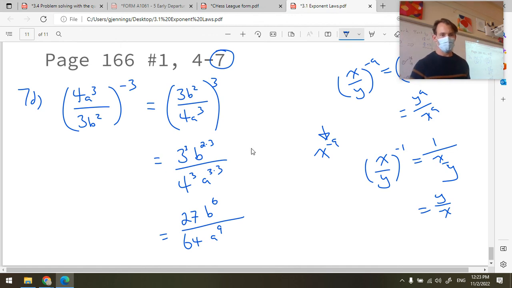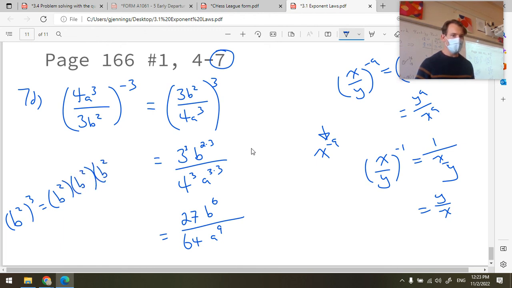Let's write it out. So b squared to the 3 is equal to b squared times b squared times b squared. Yeah. B to the 6. Yeah, not b to the 8. You do not raise the 2 to the power 3. Okay, that's what I expected.